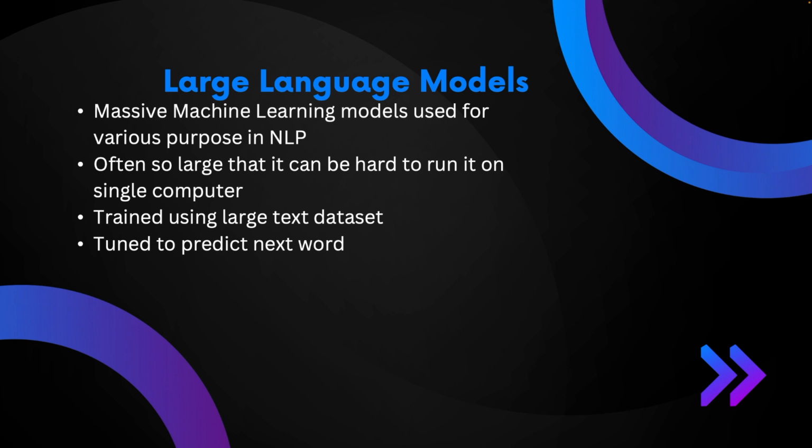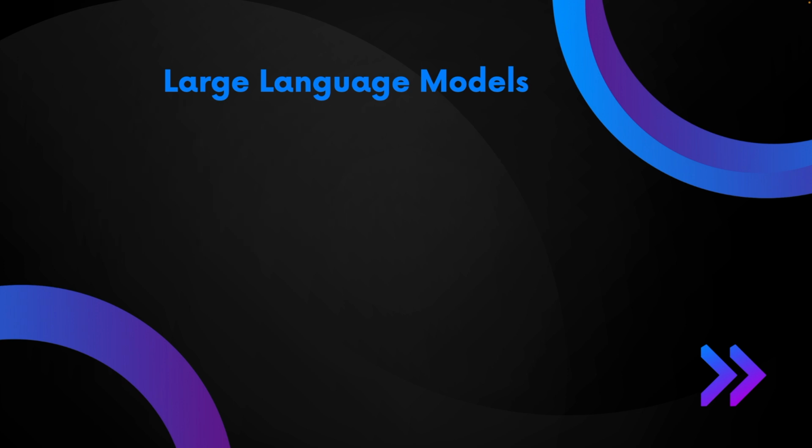And the objective of a large language model is to predict the next word given the current word, the same thing that we were trying to solve on the previous slide. Some of the popular large language models include ChatGPT from OpenAI, Bard from Google, Llama from Meta, and BERT from Google.